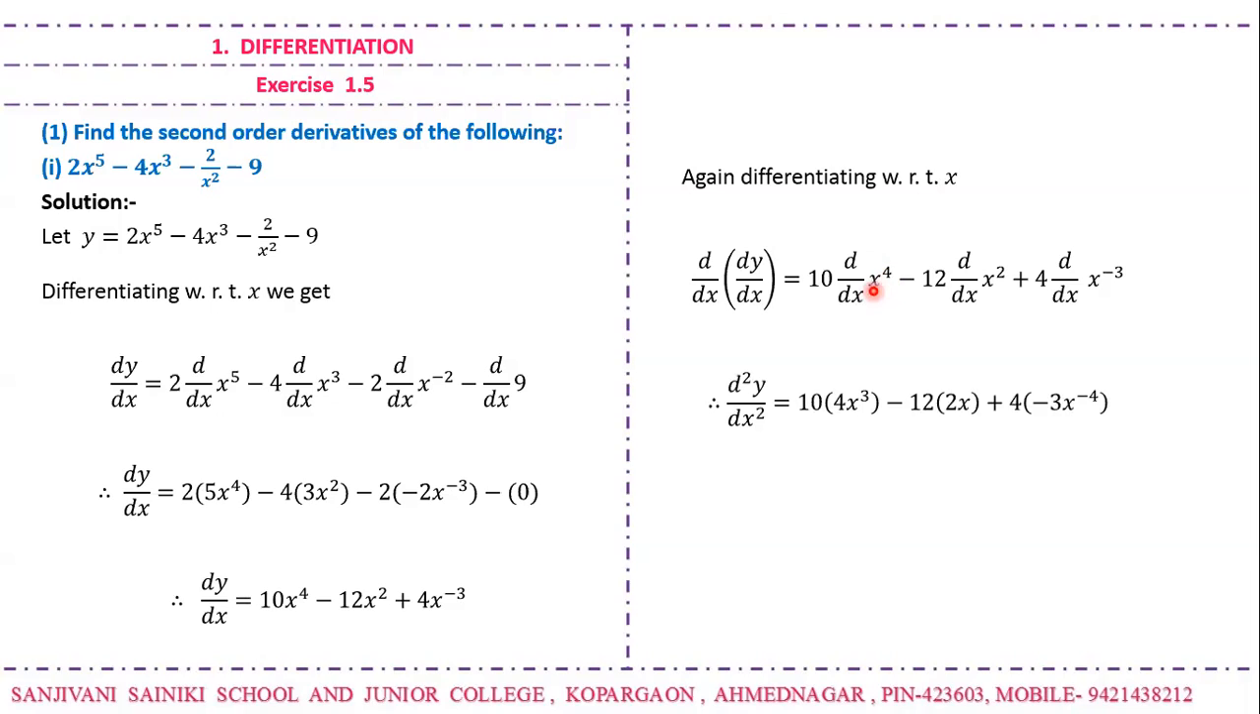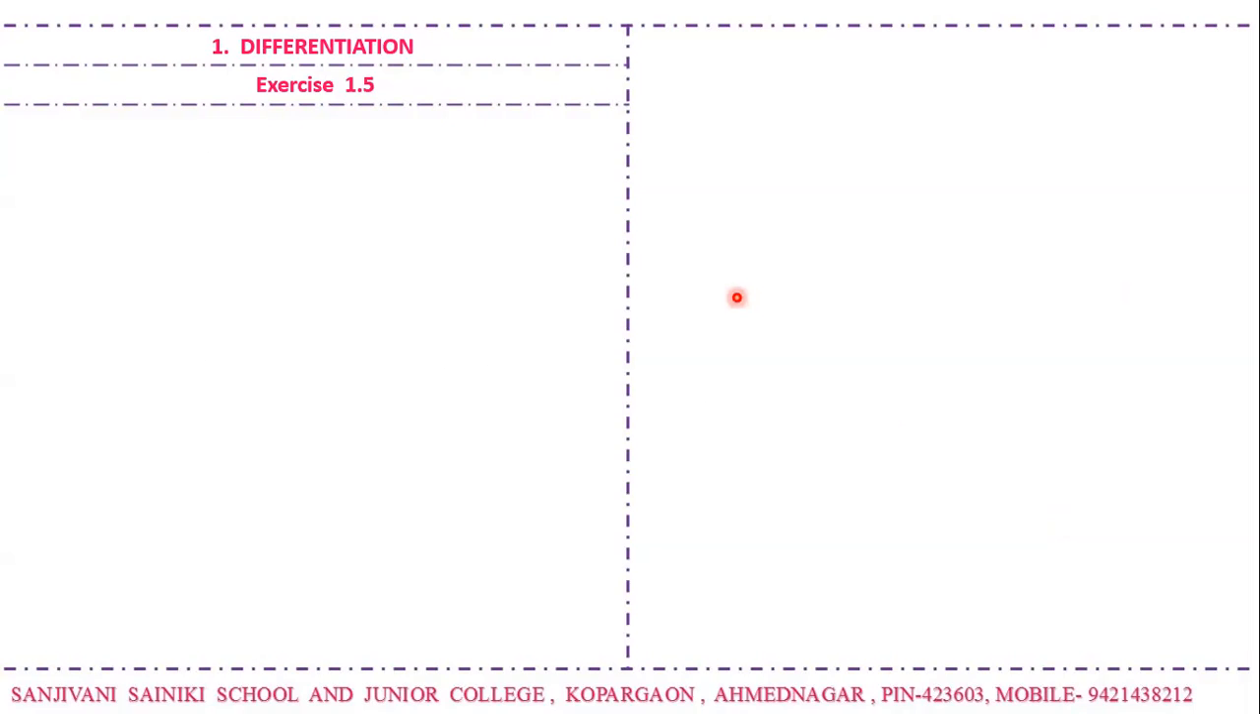Then the derivative of x raised to 4 is 4x cube. Derivative of x square is 2x. And derivative of x raised to minus 3 is minus 3x raised to minus 4. After simplifying, you will get d2y by dx square is equal to 40x cube minus 24x minus 12x raised to minus 4. This is the second derivative of the given function.